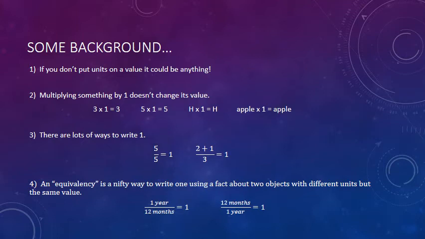You can flip that fraction upside down, right? Because they're equal to each other. So 12 months over 1 year is also a way to write 1. So when we're doing our conversions, we're going to be using these equivalencies to create some funky little 1s, and then when we take those 1s and put them into a big long math problem, they're not going to change the fundamental value of the object we started with, because we can multiply by 1 as many times as we want.